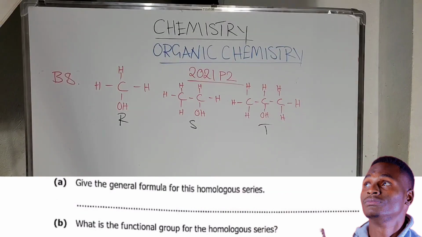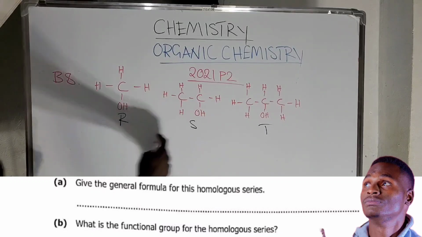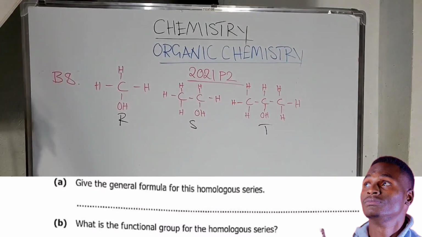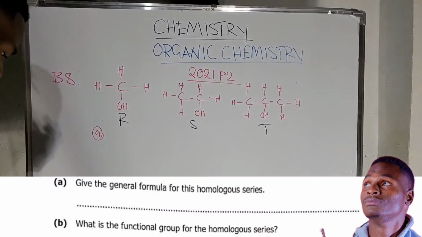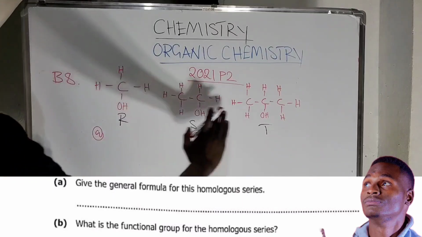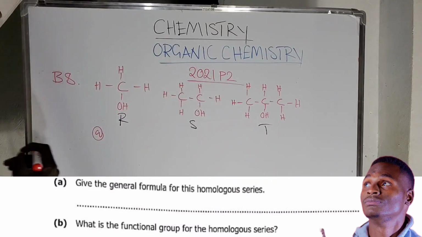Okay, so the question B8, this is internal 2022, and the question reads, the structures shown below are members of one of the homologous series in organic chemistry. Okay, so they all belong to one family. The first question is saying, give the general formula for this homologous series. The general formula for all of these. Now, how can you know the general formula?